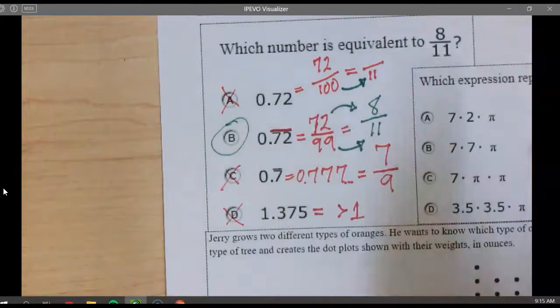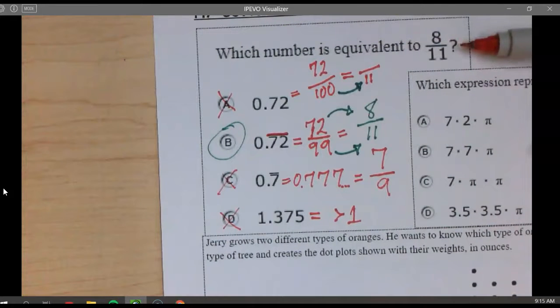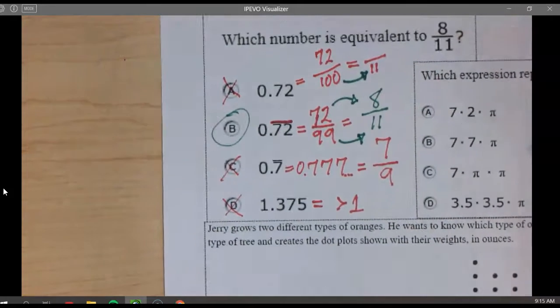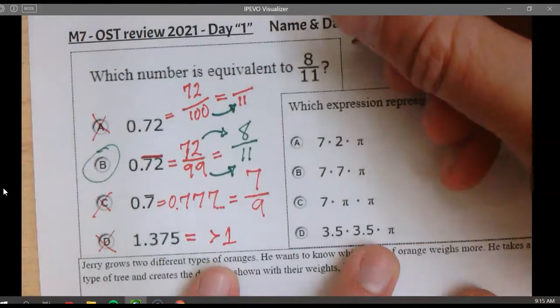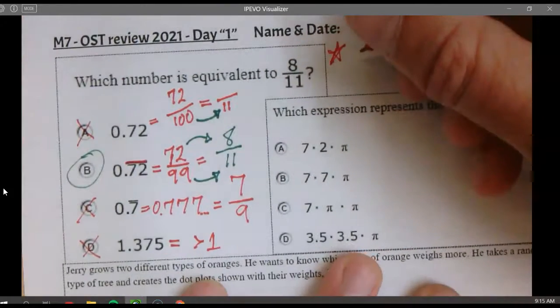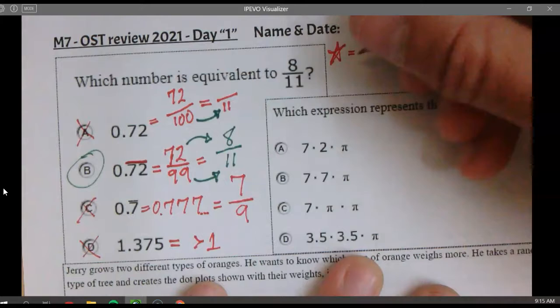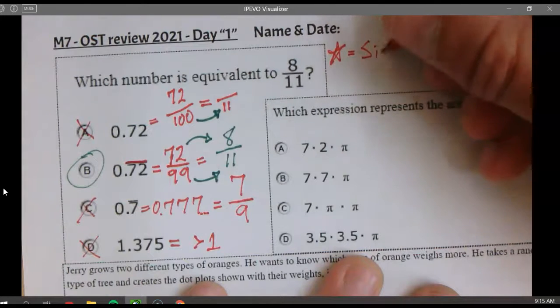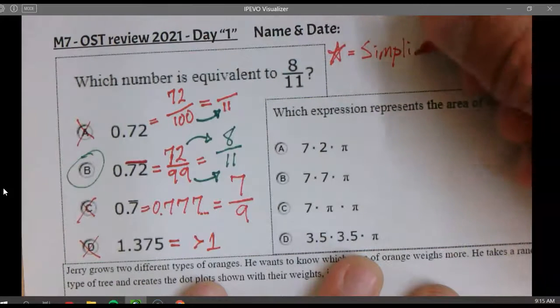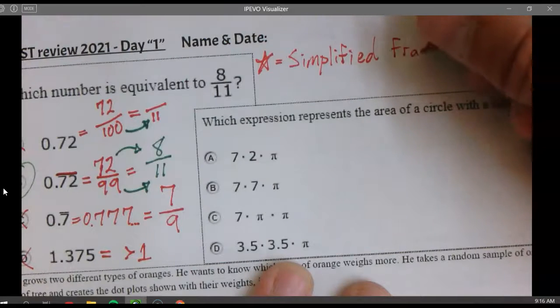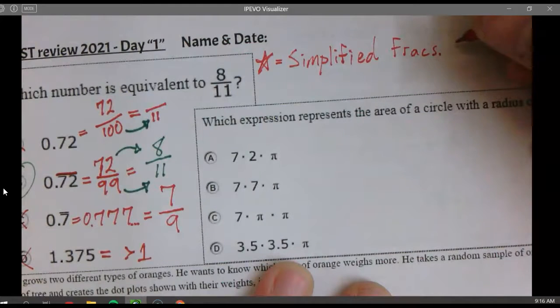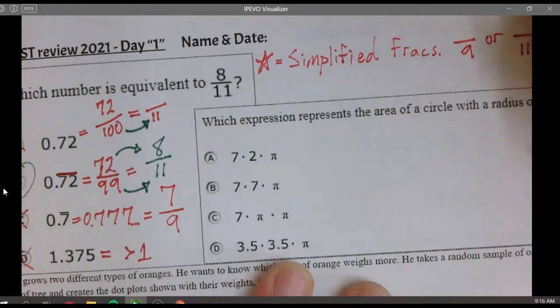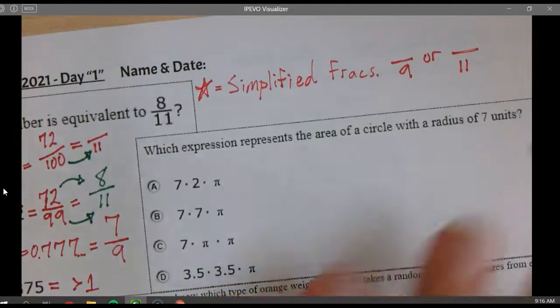So guys, here's the other thing that you can remember. If it can't simplify, and guys, I've left this space over here to write this rule. If the fraction is simplified, so I'm going to start by saying simplified fractions, or you could say reduced if you want. Over 9 or over 11 repeat?